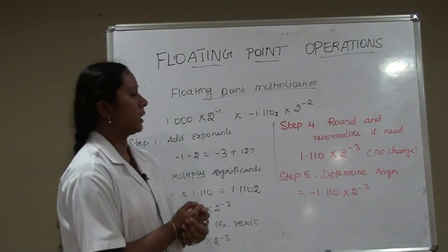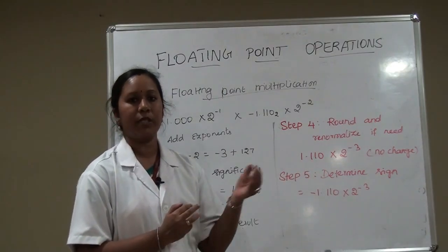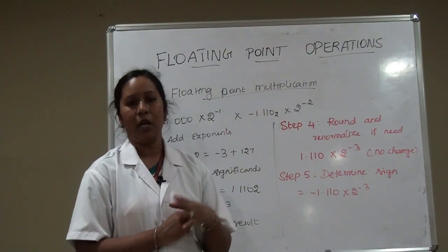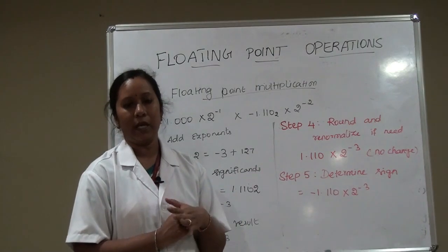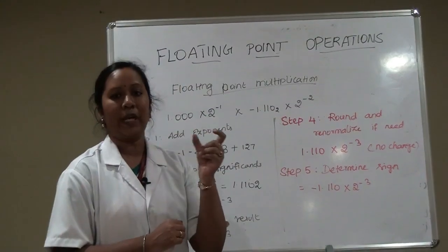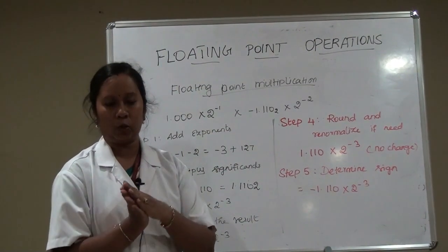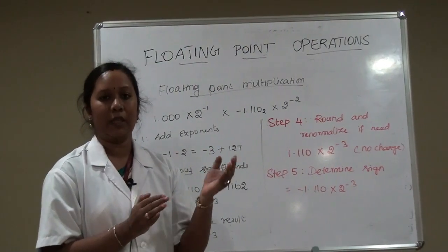Now we are going to discuss floating point multiplication. Floating point multiplication is somewhat similar to floating point addition. In floating point addition, initially we needed to match the two exponents, that is, the number with the smaller exponent needed to be converted to the number with the larger exponent.